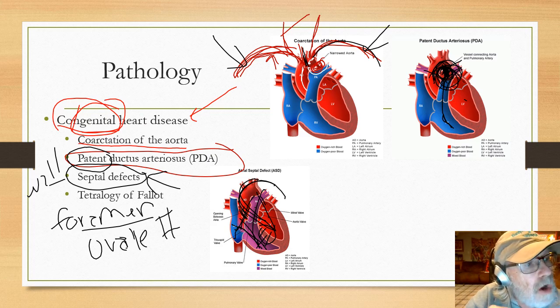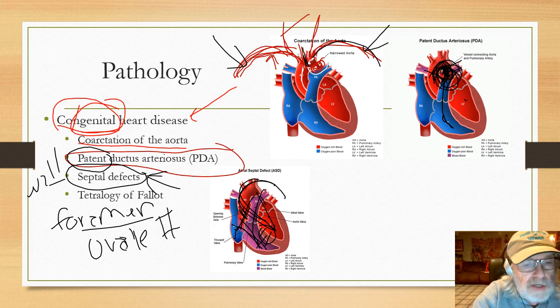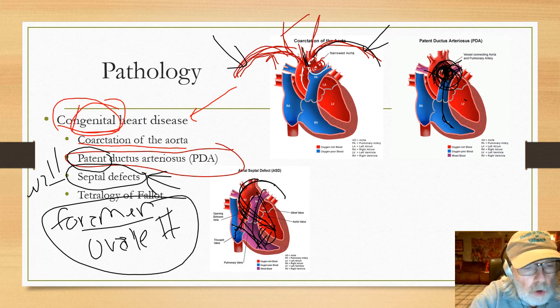And that closes also just after birth. Sometimes it doesn't. Sometimes they have to put a little graft or a patch to close that up. Okay, and that's what happens. But a septal defect could be an open foramen ovale that stays open.